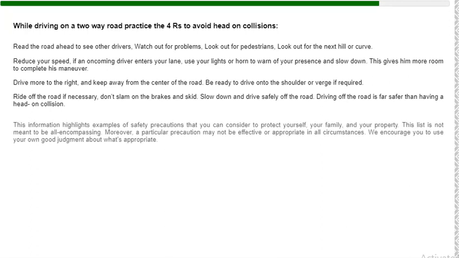This information highlights examples of safety precautions that you can consider to protect yourself, your family, and your property. This list is not meant to be all-encompassing. Moreover, a particular precaution may not be effective or appropriate in all circumstances. We encourage you to use your own good judgment about what's appropriate.